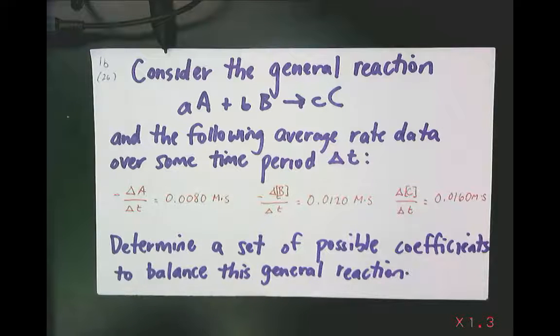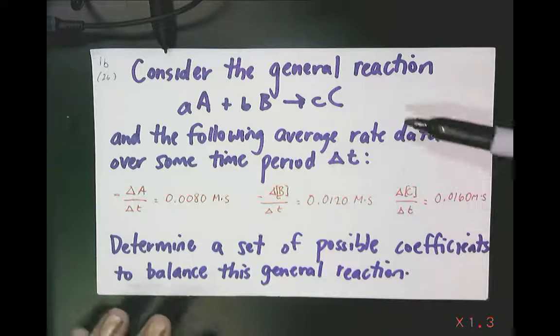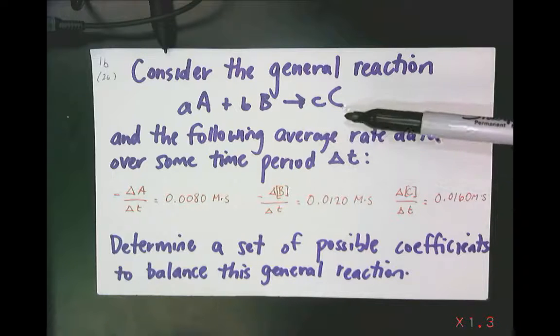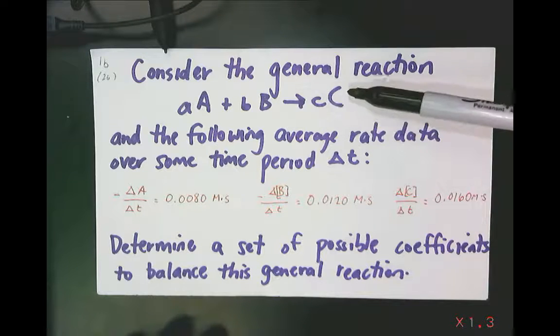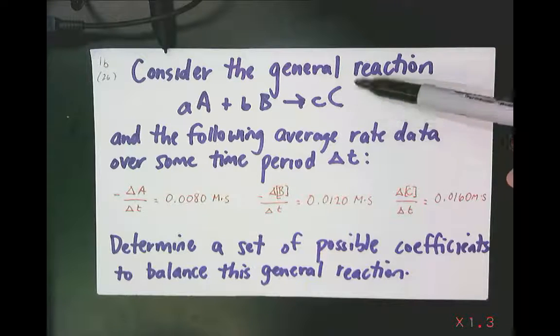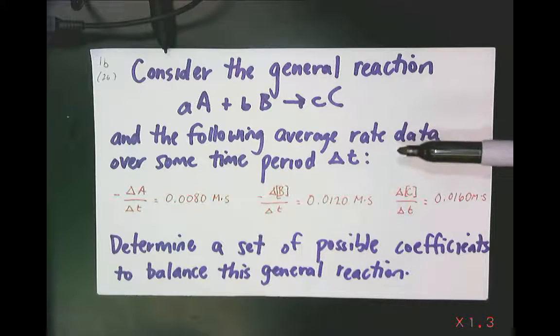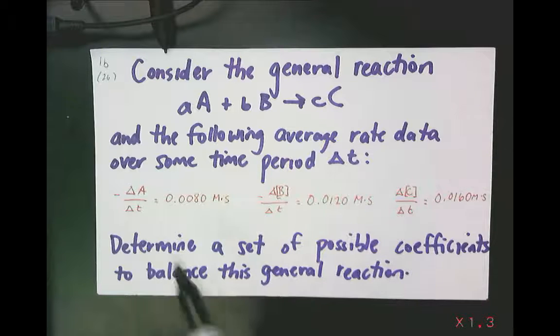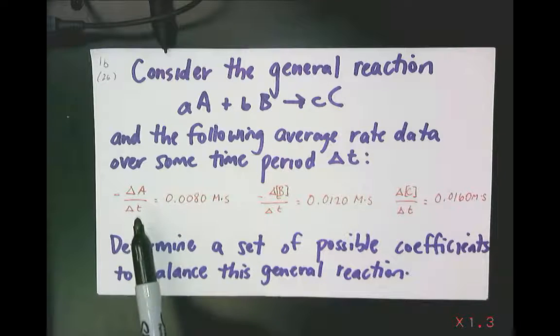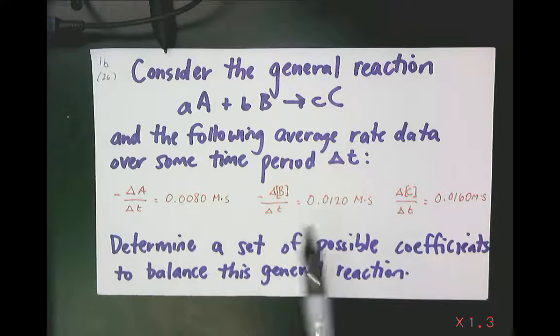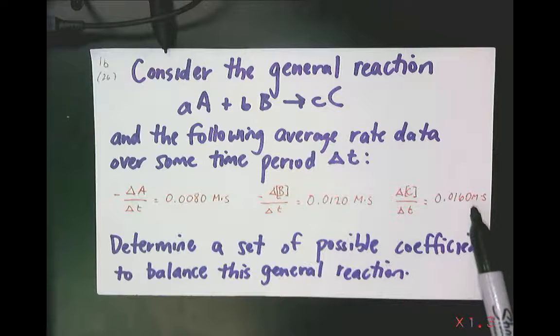Here's another practice problem. This is the problem from question 26 of your textbook. Again, it's another idea of rate, just a different fashion. It says, consider this general reaction. So here we go, there it is. And the following average rate data given over some time period. Here's the decrease of reactants A and B and the increase of reactant C.